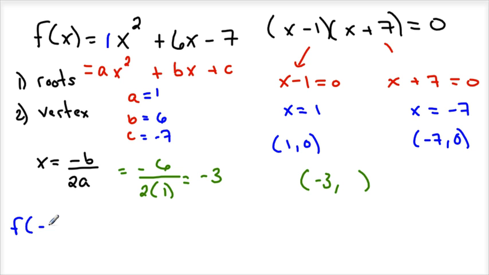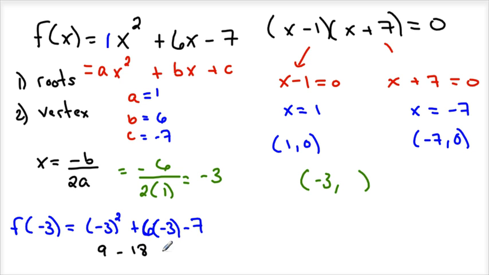So f of negative 3, I'm going to plug in negative 3 for x. So I got negative 3 squared plus 6 times negative 3 minus 7. Negative 3 squared, we get 9. 6 times negative 3, negative 18, minus 7. 9 minus 18, we get negative 9. Negative 9 minus 7, and we get an answer of negative 16. So my vertex is (negative 3, negative 16).